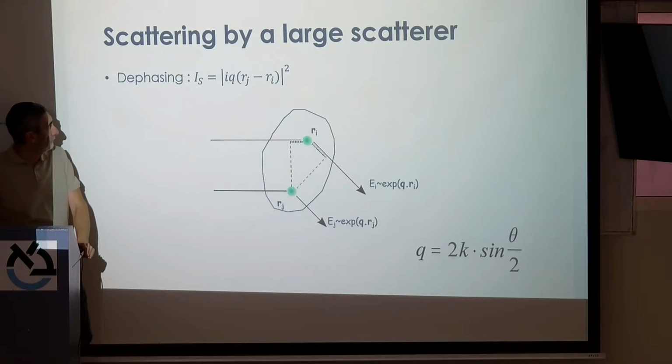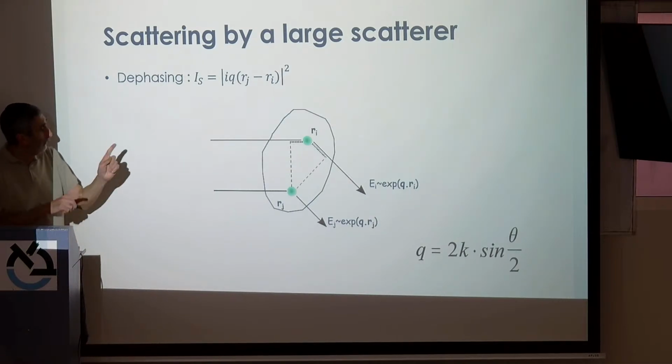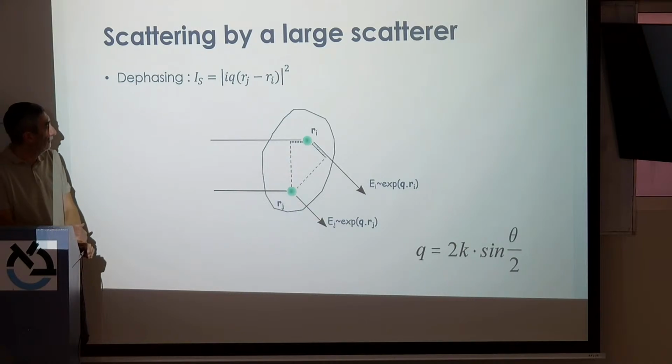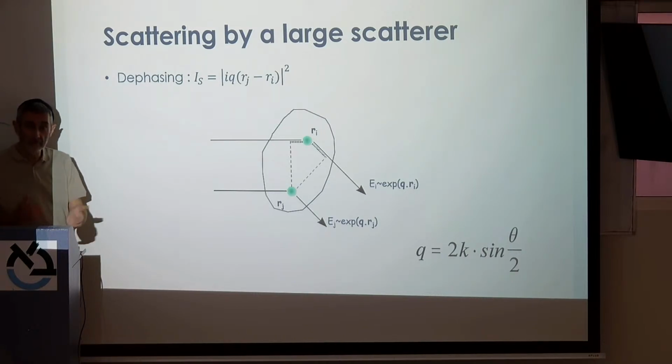That's for two scatterers, and then if you have an ensemble of scatterers, then you have to take into account all the phase differences between all pairs of scatterers inside the system. So that starts to be complicated. Okay, so you need some way to have some approximation.